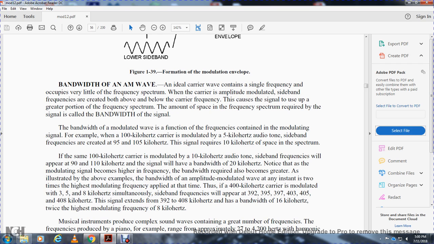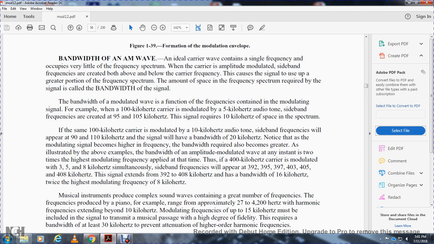Bandwidth is a function of the frequencies contained in the modulating signal. For example, if a 100 kilohertz carrier is modulated by a 5 kilohertz audio tone, sideband frequencies are created at 95 and 105 kilohertz. The signal requires 10 kilohertz of space in the spectrum. If the same 100 kilohertz carrier is modulated with a 10 kilohertz audio tone, sideband frequencies will appear at 90 and 110 kilohertz, and the signal will have a bandwidth of 20 kilohertz. Notice that as the modulating frequency becomes higher, the bandwidth required also becomes greater.